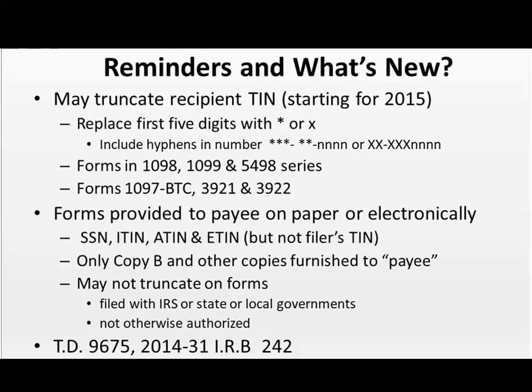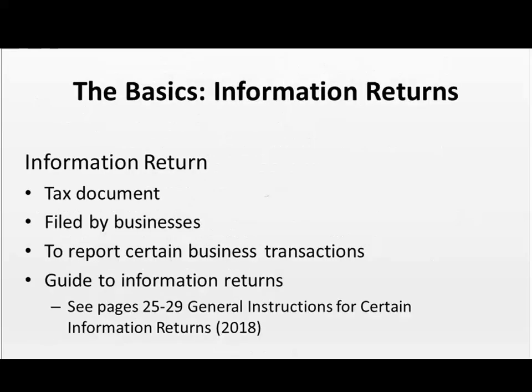And only Copy B and other copies furnished to the payee, and you may not truncate that on forms that are filed with the IRS or state and local governments. Now, that list up above is not exhaustive. There are other forms on which it is authorized, but it will state in the specific instructions for that form that it is authorized. One that comes to mind is the 1095-C, which is the healthcare reporting statement that applicable large employers issue to their employees.